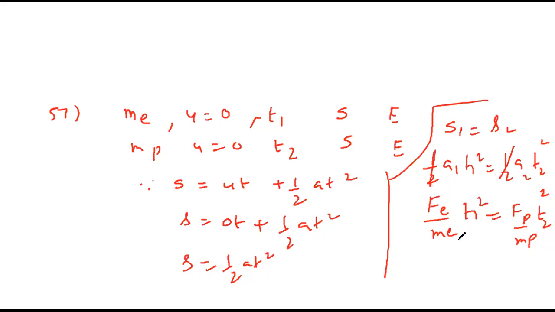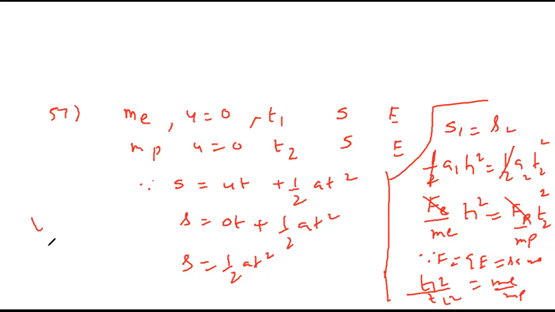What will be the formula for force? The force will be the same, because force is QE, Q is the same, E is the same. Since F is QE and this is the same, can I cancel F electron, F proton? Yes, sir. So T1 square upon T2 square is mass of electron upon mass of proton. Therefore, T1 upon T2 is root of mass of electron upon mass of proton. This is the answer.